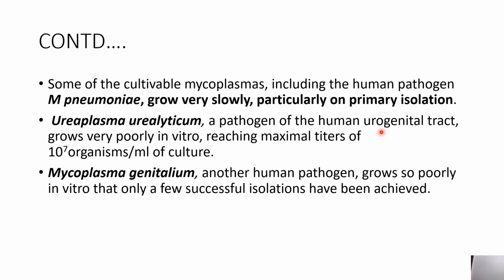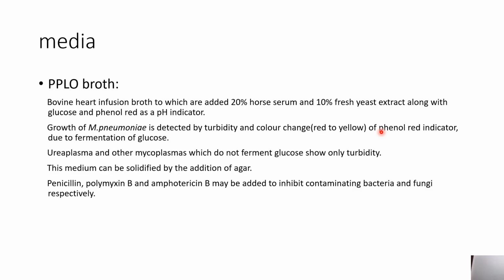Some of the viable cultivable mycoplasmas, including the human pathogen M. pneumoniae, grow very slowly, particularly on primary isolation. And Mycoplasma genitalium, which is another human pathogen, grows so poorly in vitro that only a few successful isolations have been achieved.